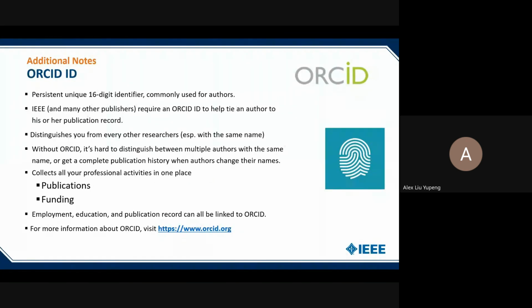ORCID ID is very useful. It helps you to identify people with different names. It's something like your national ID or your passport number. It's like a globally recognized passport number in the research domain. And when you are submitting your paper, we will ask you to submit your ORCID ID as well.